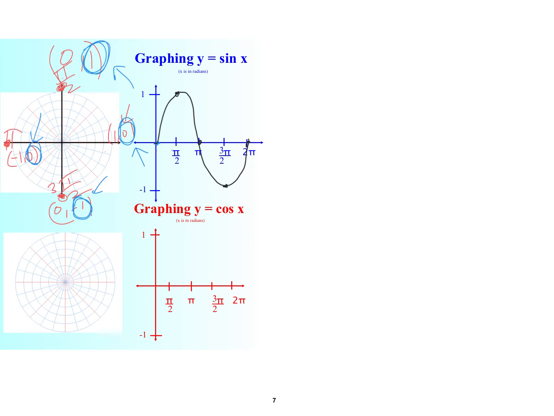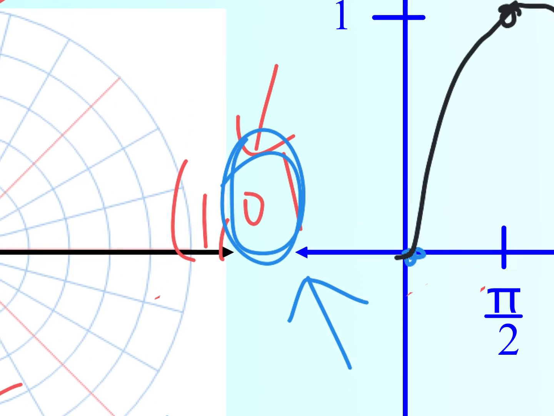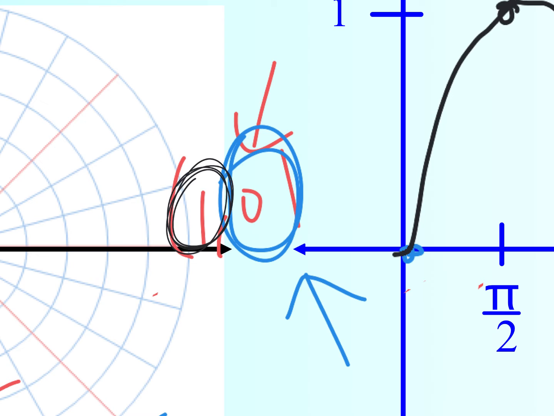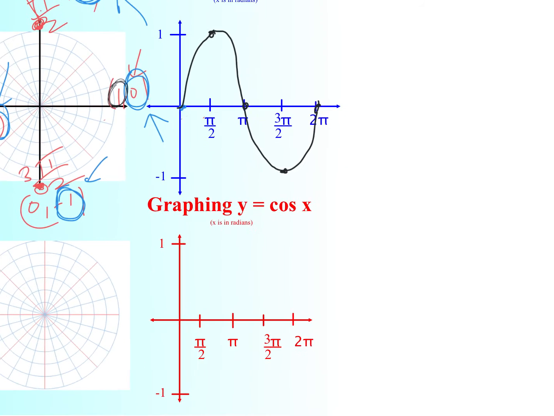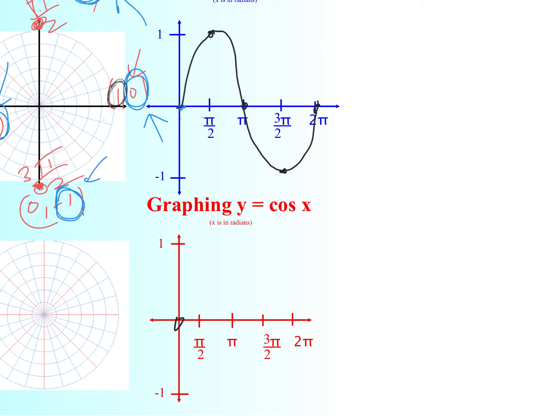So it starts at x is 1, and that means that the cosine at 0 is 1. Cosine of 0 is 1. So let me go down to the graph. Here's cosine, here's where the 0 is, and it's at 1. Starts there.